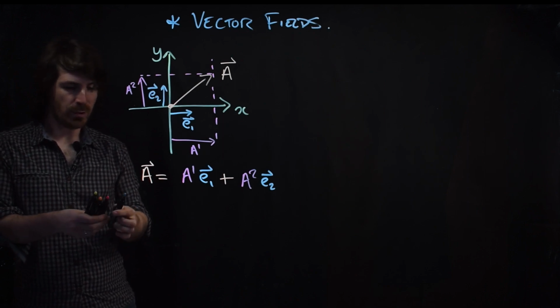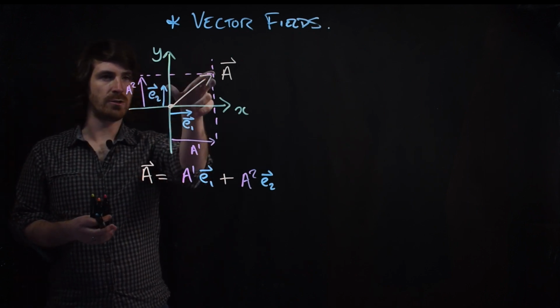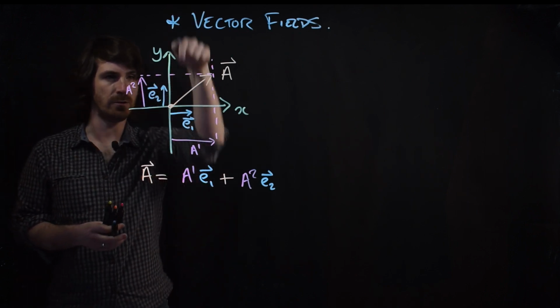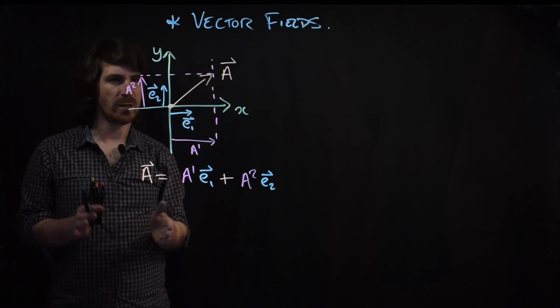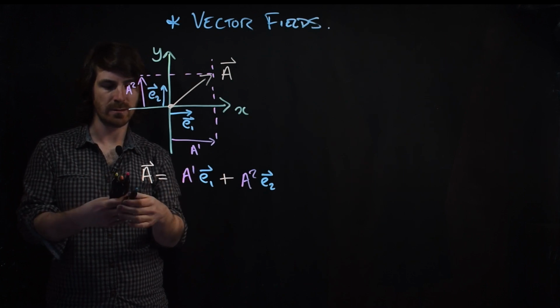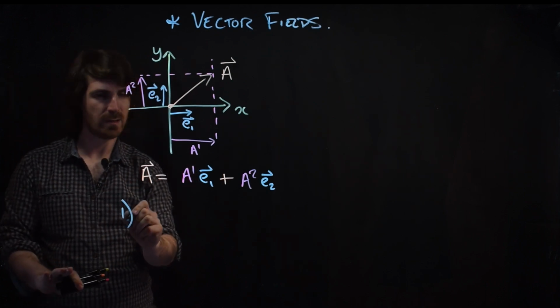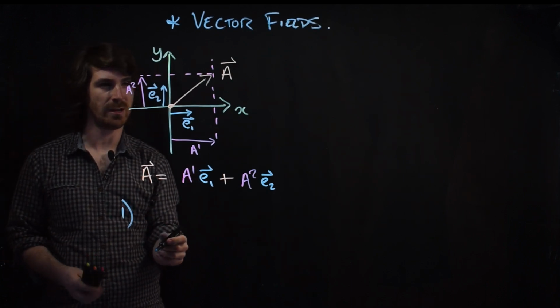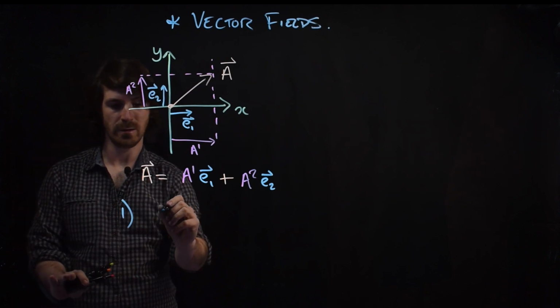Okay, so the important point to note is that if we look at the torch shining to the ground, we can define how this is oriented in two different ways. So the first is that we could say the torch is shining perpendicular to the x-axis.